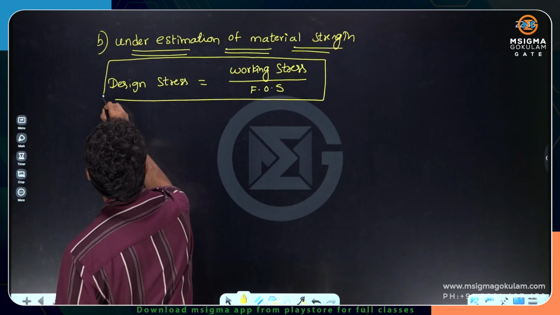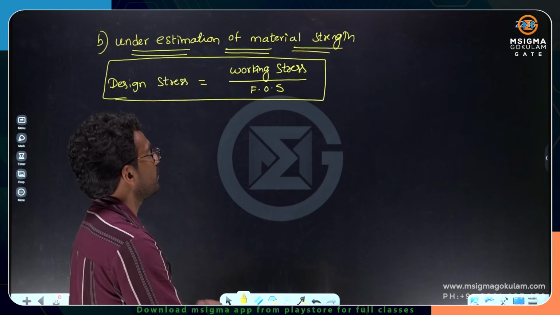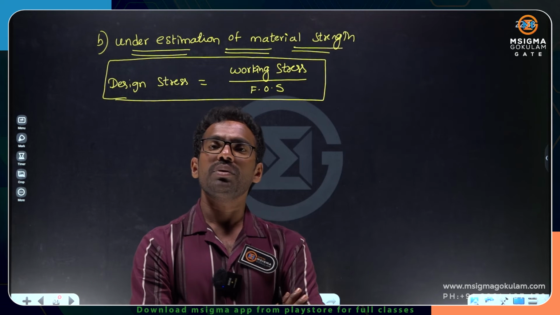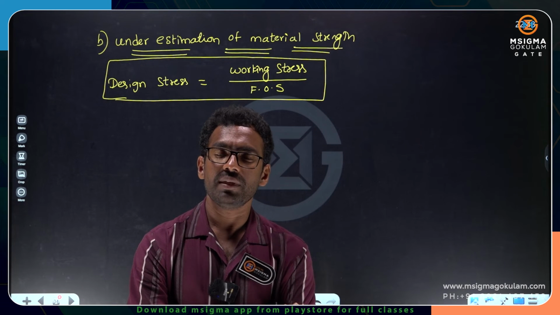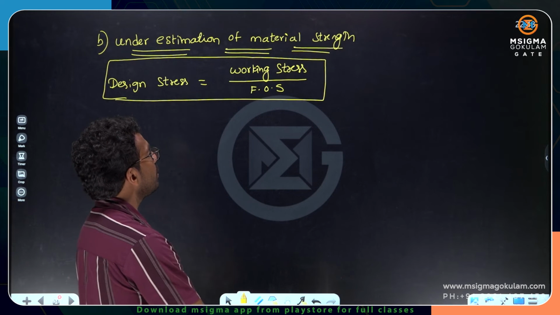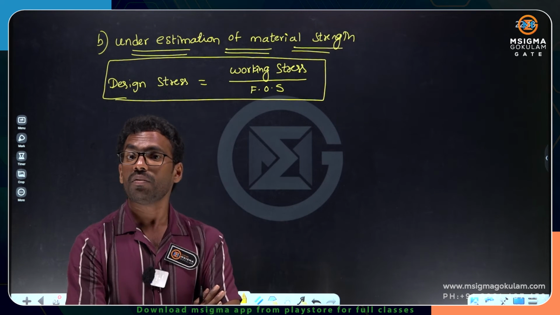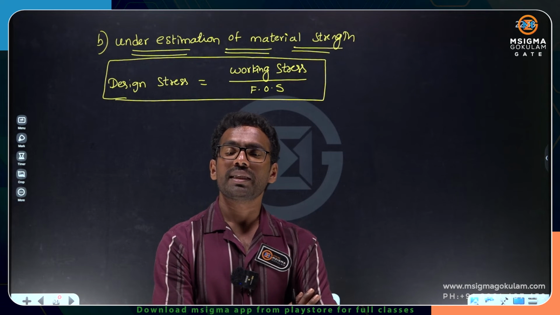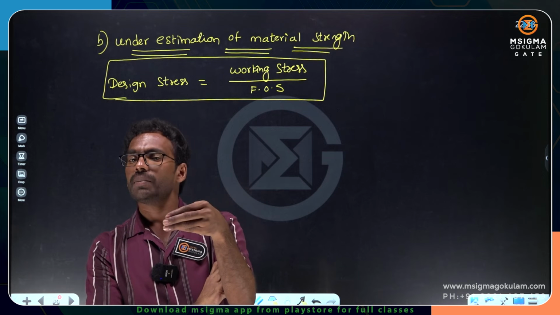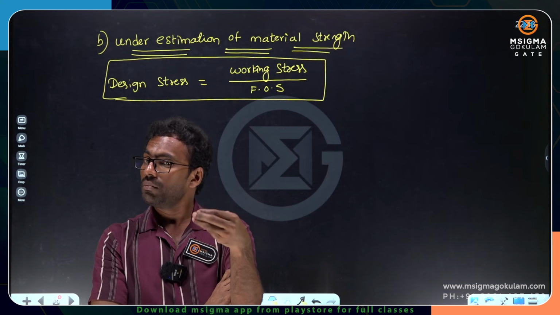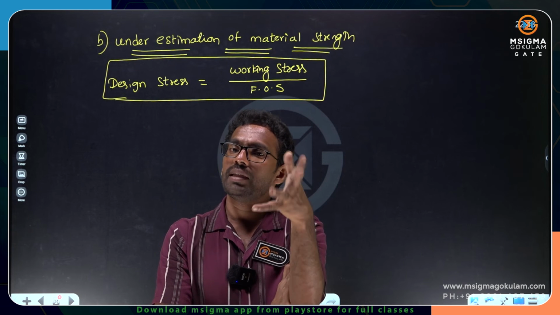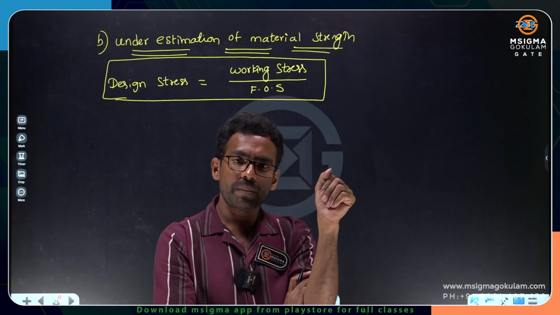So design stress is equal to working stress divided by factor of safety. So what is the working stress? Actual stress. When I use the term working in civil engineering, irrespective of the subject, working means actual or original. So actual stress carrying capacity is something, but we never allow the material to take its actual capacity, because if it reaches actual capacity, it fails. Original capacity or actual capacity.